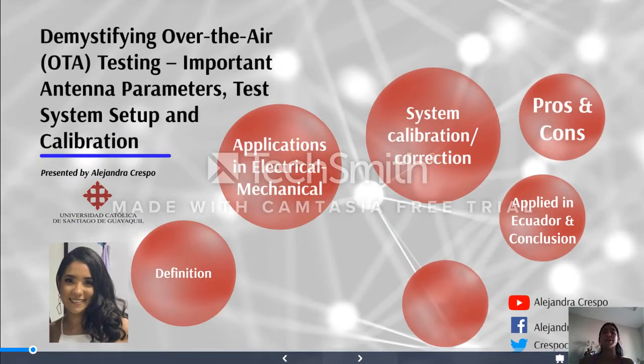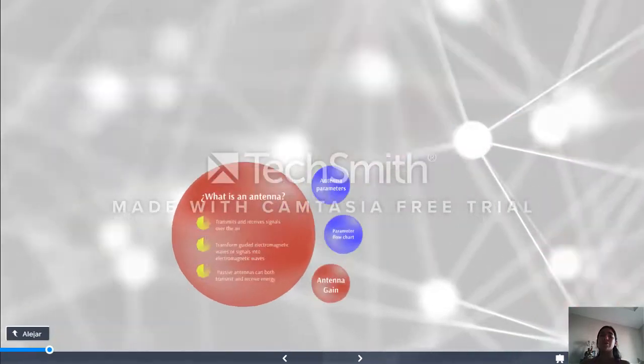My name is Alejandra Crespo. I study electrical and mechanical engineering. My topic is demystifying over-the-air (OTA) testing: important antenna parameters, test system setup, and calibration.